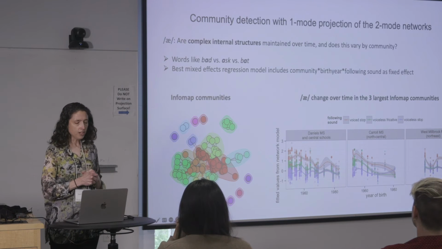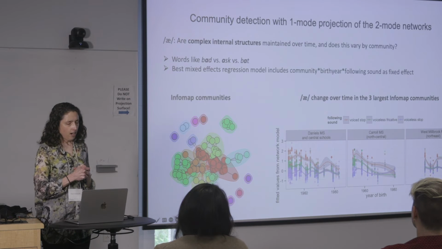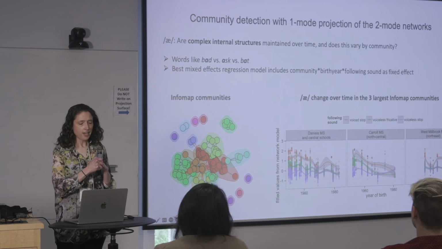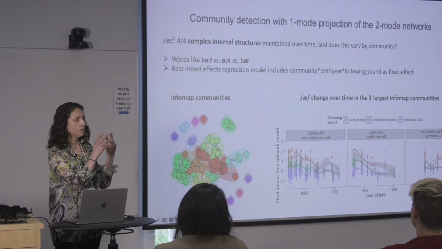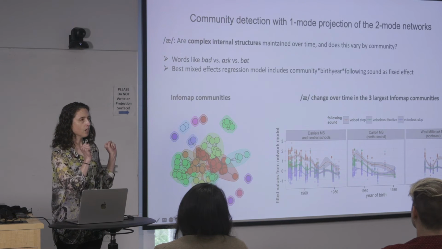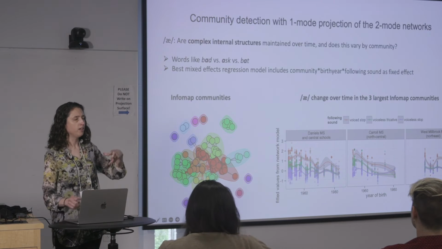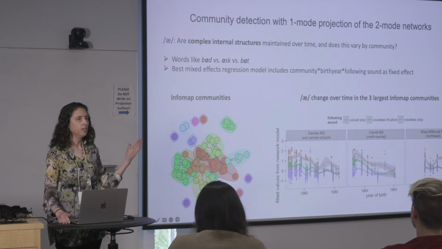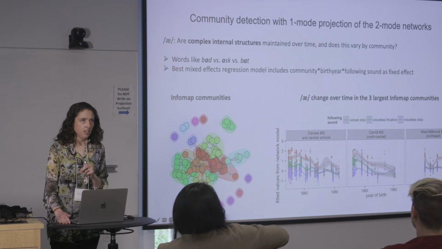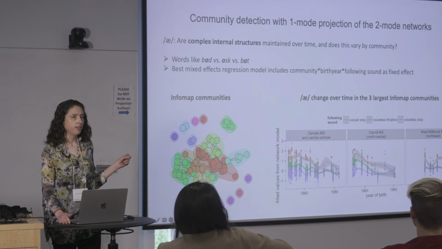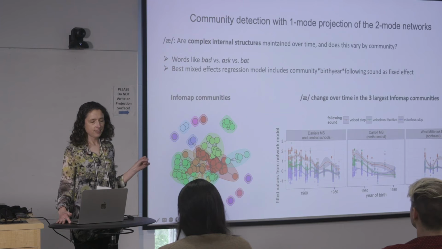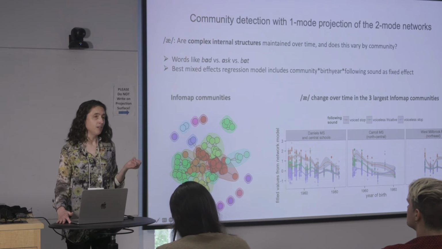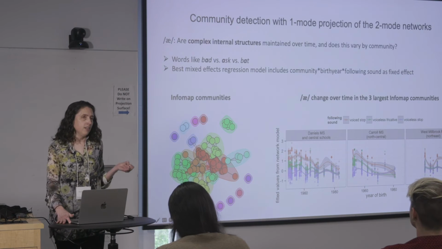Now, the most interesting thing about the community detection results is that you can see that some communities maintained this one complex linguistic variable better than others. So we're talking now about the sound "ah," and that's in words like bad and ask and bat. All right?